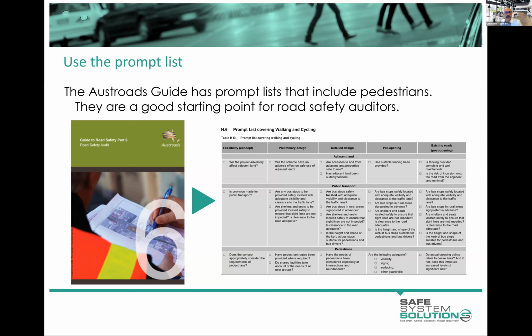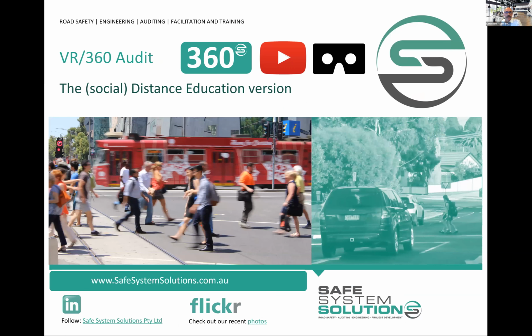And for pedestrians and cyclists, prompt list H6, and we'll be able to point you at that. I'm not going to do the quiz, and we're not going to do the 360-degree exercise yet, I don't think. No, we're going to do that in module 5, actually, we decided in this course.